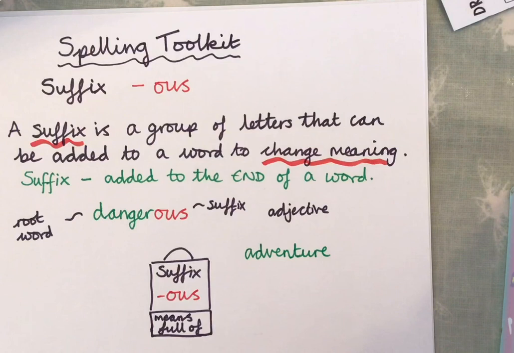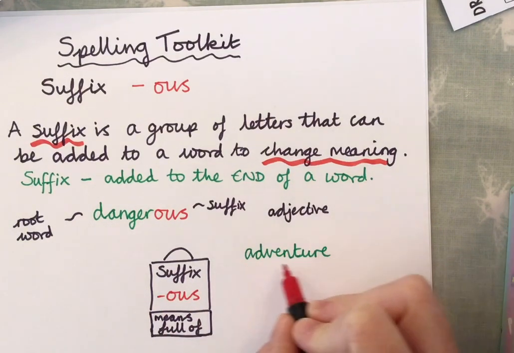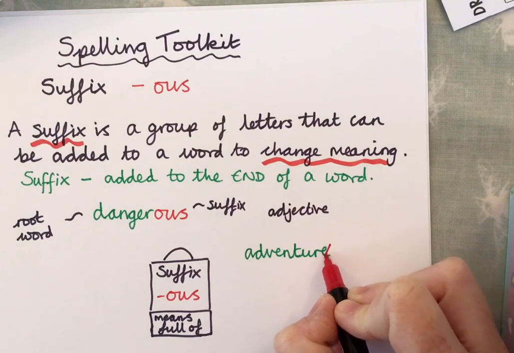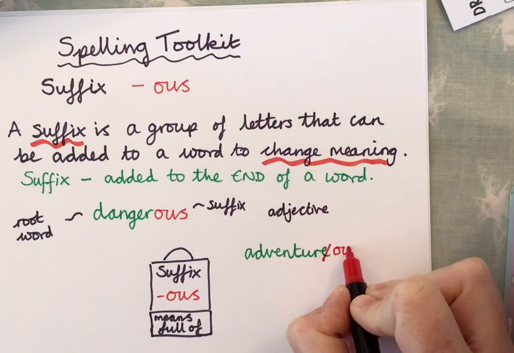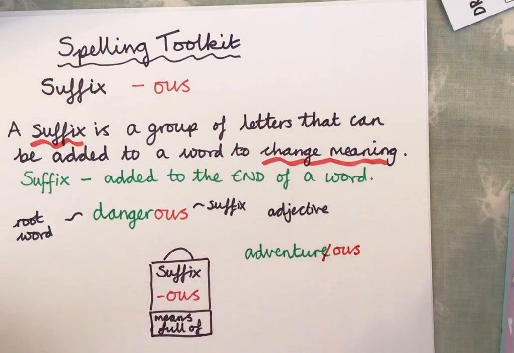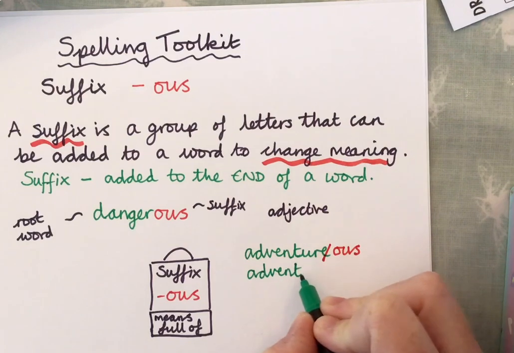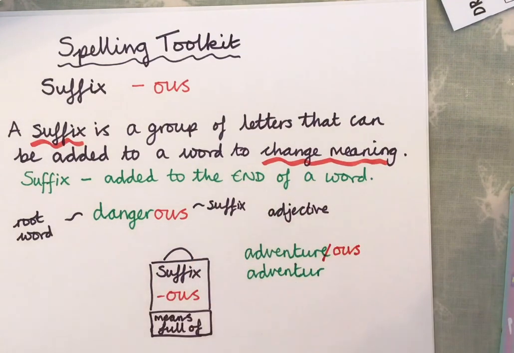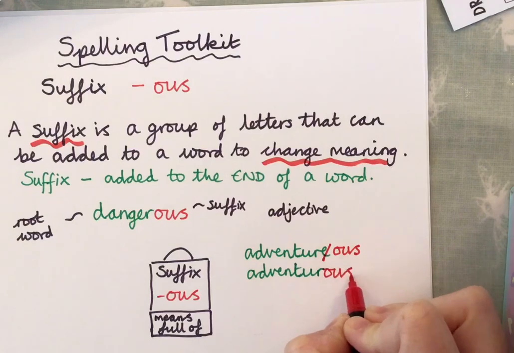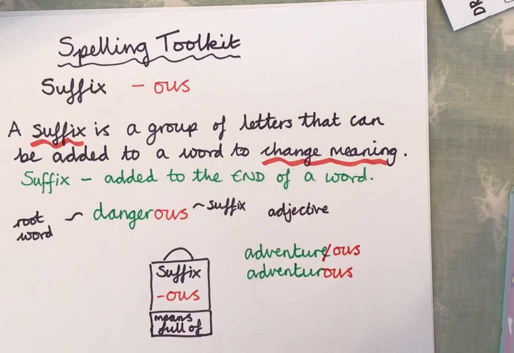Now when I add the suffix -ous, O-U-S, onto the end of that word, I do have to make a change. Because the word ends in E, I need to drop the E before I add O-U-S. So the word adventurous now looks like this. If it ends in an E, you need to drop the E and add O-U-S.